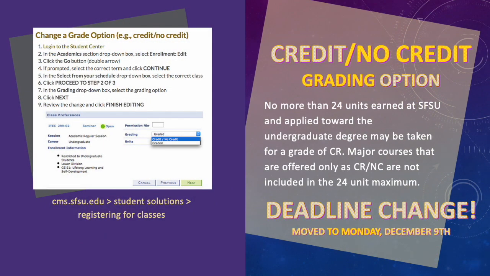The credit no credit grading option is available for most classes and is a way to receive a pass or no pass grade instead of the traditional A through F letter grading. There are pros and cons to selecting this option, and it is advisable to consult with your instructor and/or counselor before choosing this option. For example, most majors will require letter grades for major courses and prerequisites, especially in STEM or business majors. The deadline for choosing credit no credit grading option has changed to December 9th.